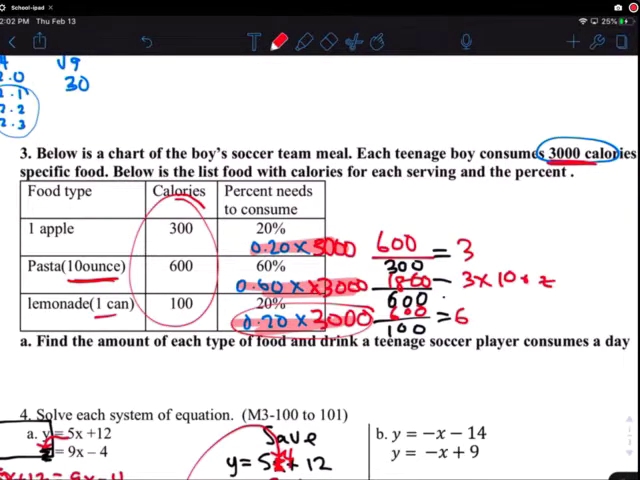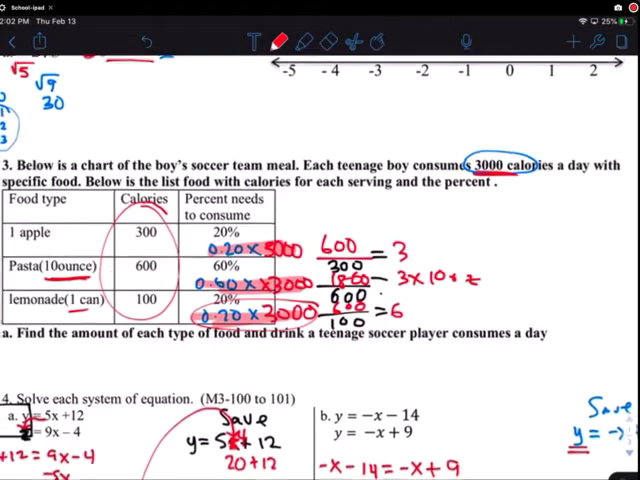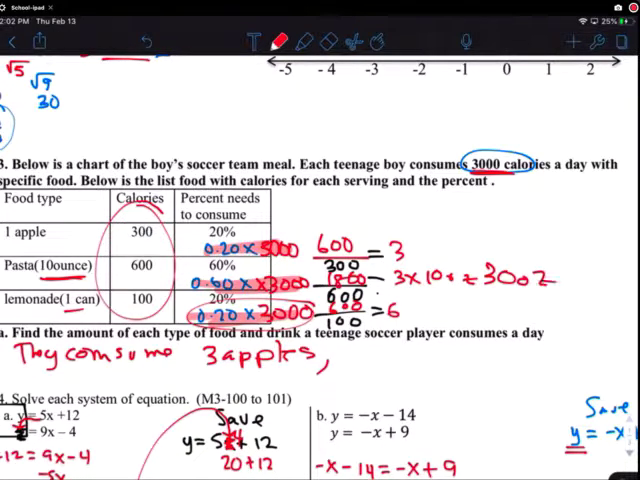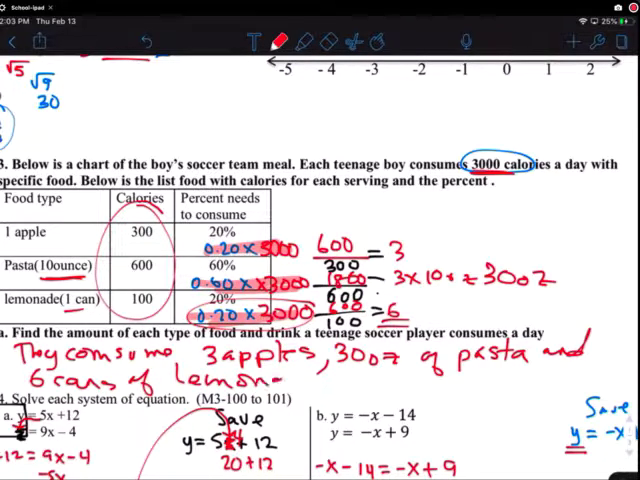These are in ounces, so you multiply this by 10 ounces. And these are cans, so you have to find the amount of each type of food and drink a teenage soccer player consumes a day. They consume 3 apples, 30 ounces of pasta, and 6 cans of lemonade each day.